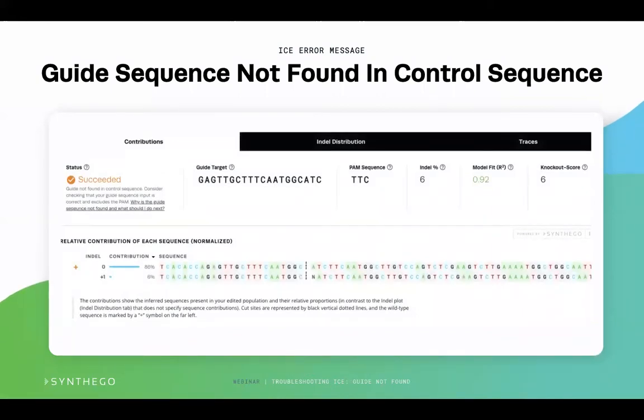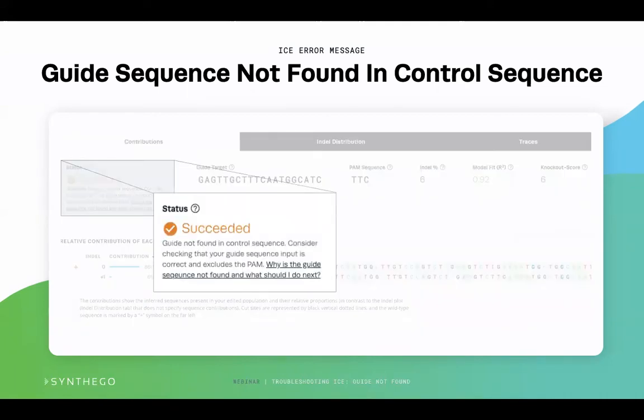Here you can see one common ICE error message stating the guide not found in control sequence. You should also note the ICE status says succeeded in orange, indicating that there was some parameter ICE was having a difficult time interpreting from the uploaded information it received. In this instance, ICE gives you advice on how to correct the troubling results by stating the guide is not found in the control sequence. It is considered to check the guide sequence that was input into ICE and to exclude the PAM sequence.